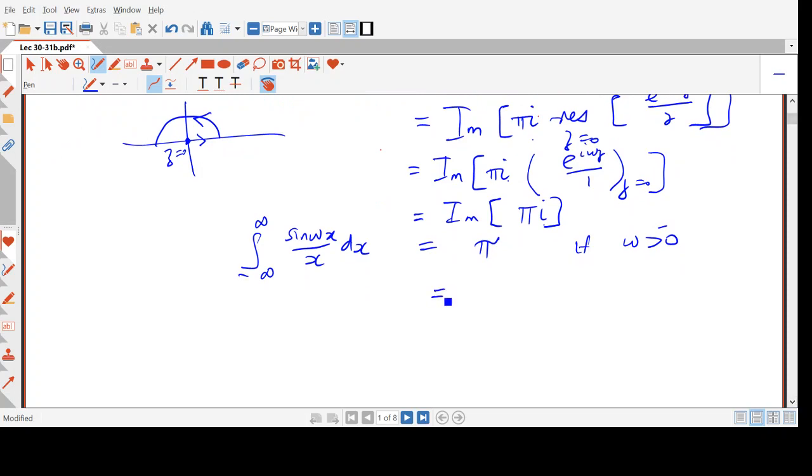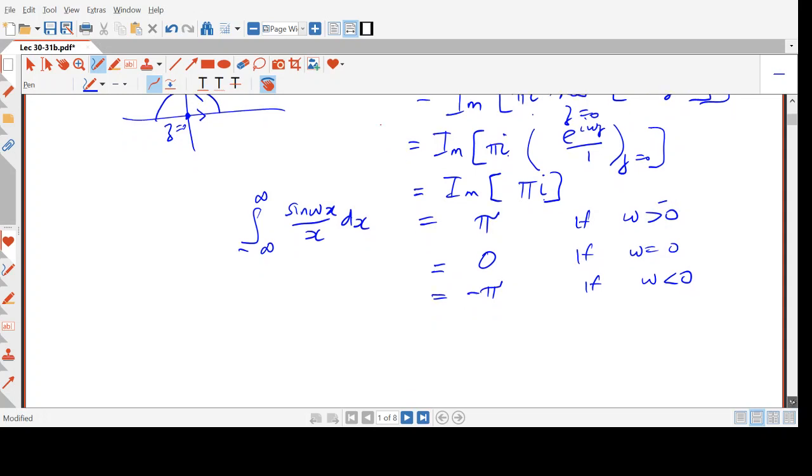If you take omega to be 0, the integral of sine 0 over x is 0 over x, which is 0. So it'll be 0 whenever omega is equal to 0. And if you have sine of a negative omega x, it's minus sine omega x, so it'll be minus pi. That will be the result if omega is less than 0. These are the three options that one can get.